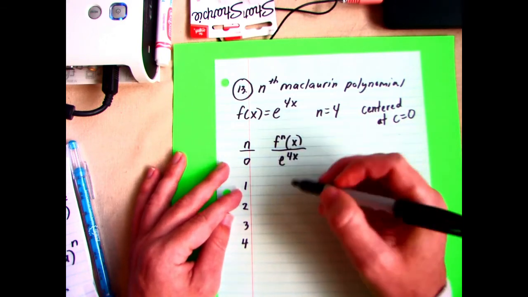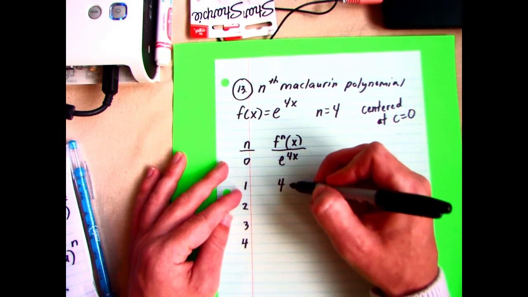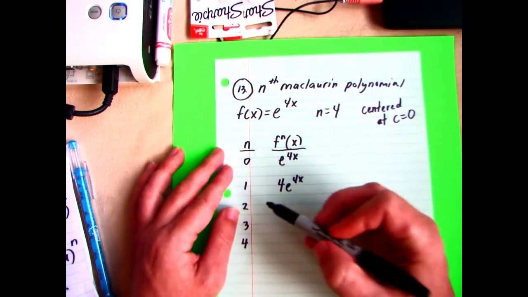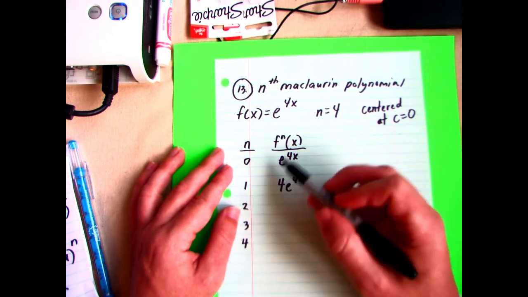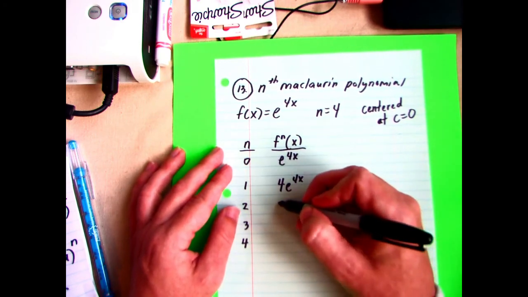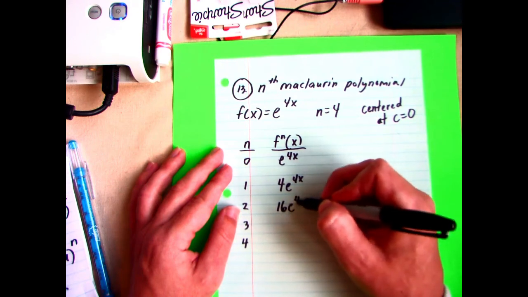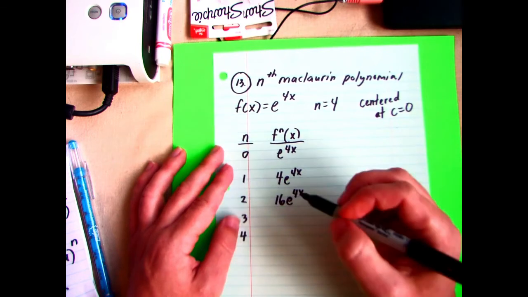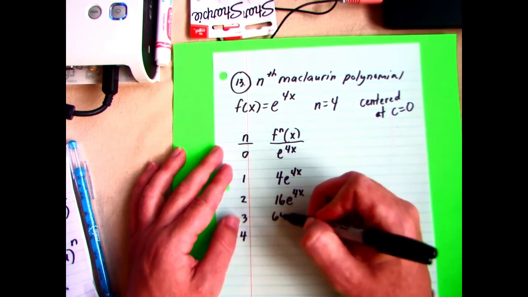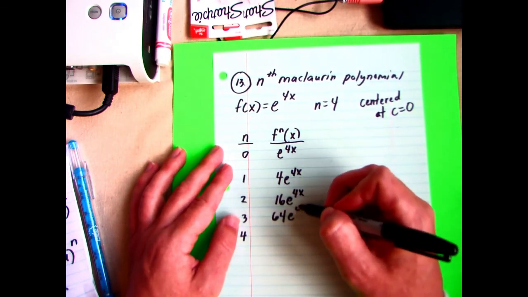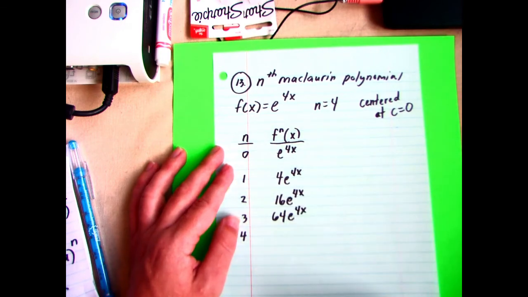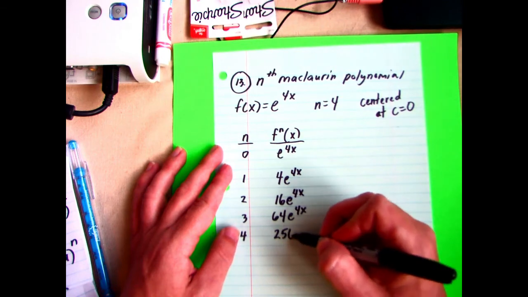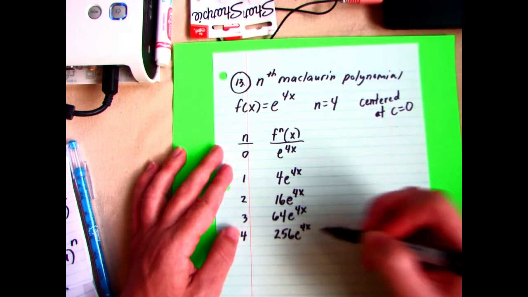Now we just take each derivative from there. The first derivative is 4e to the 4x. The second derivative is going to be 16e to the 4x. The third derivative, 64e to the 4x. And the fourth derivative, 256e to the 4x.